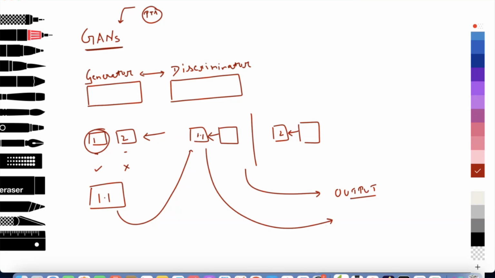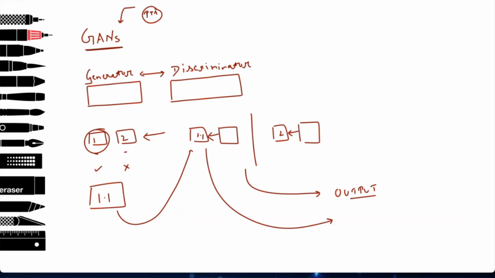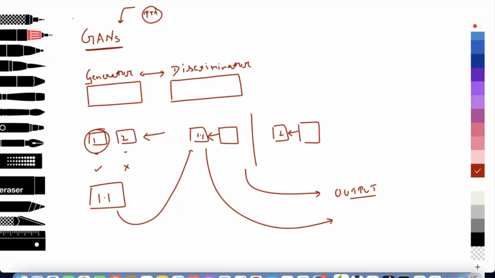So in GANs, the generator and discriminator fight with each other, and realistic data gets generated. Hence, this is very useful and used by many applications under the hood. Most of the generative AI applications are using GANs. This is the first model.